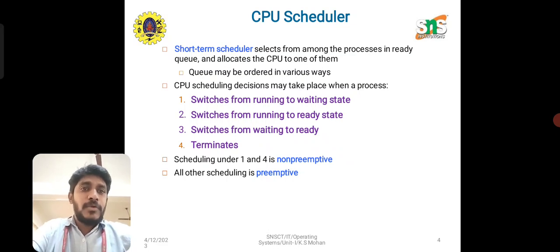Scheduling under 1 and 4 is non-preemptive. All other scheduling is preemptive. So there are preemptive and non-preemptive types. The short-term scheduler selects from among the processes in the ready queue and allocates the CPU to one of them. The queue may be ordered in various ways. So this is about the CPU scheduler basics.